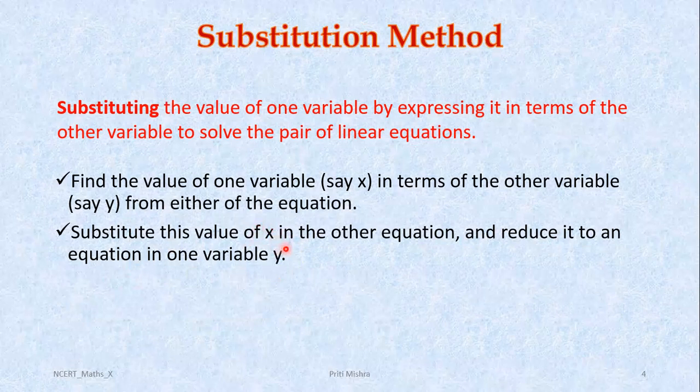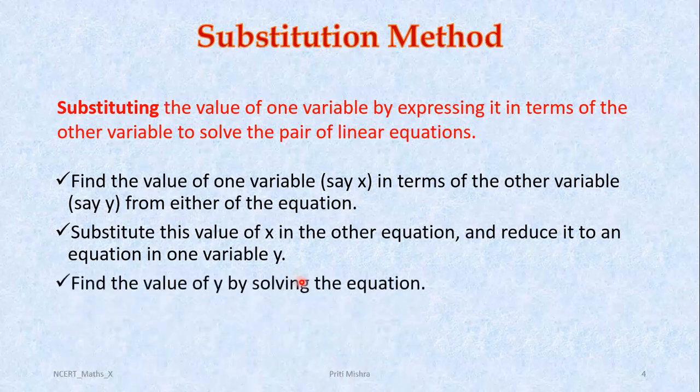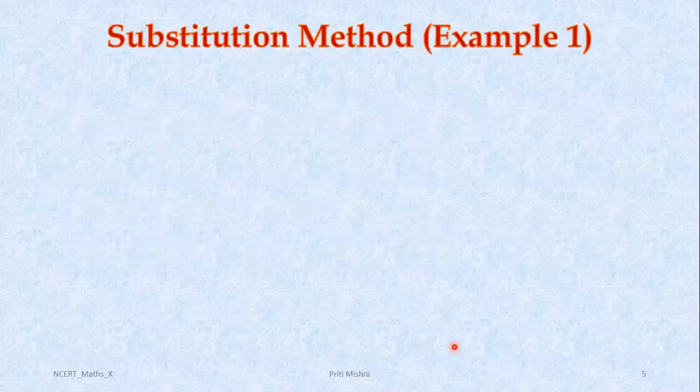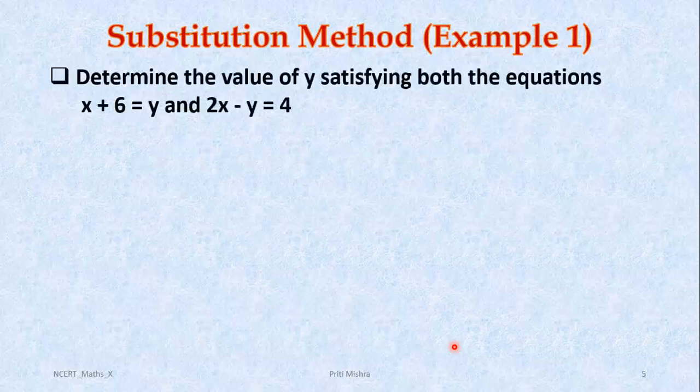After putting this value of x in terms of y in the other equation, you will have the other equation in terms of one variable only, y. An equation in one variable always has a unique solution. Then by solving that equation, you will find the value of that variable. And then you can put the value of that variable in any one of these two equations, and you will be able to find the value of x. So these are the steps we have to follow for this method. Let's have some questions based on this method so that all these steps will be more clear to us.